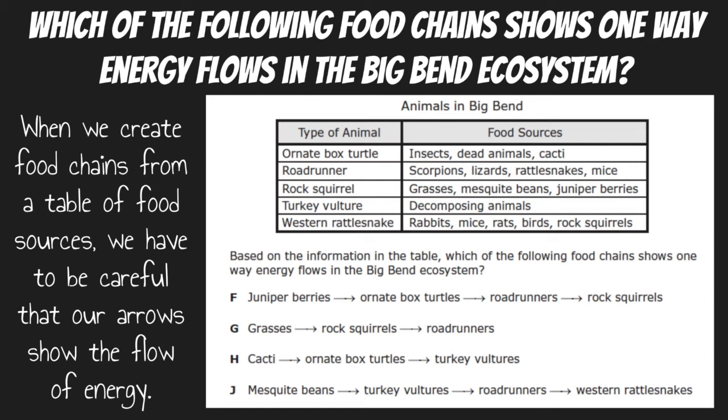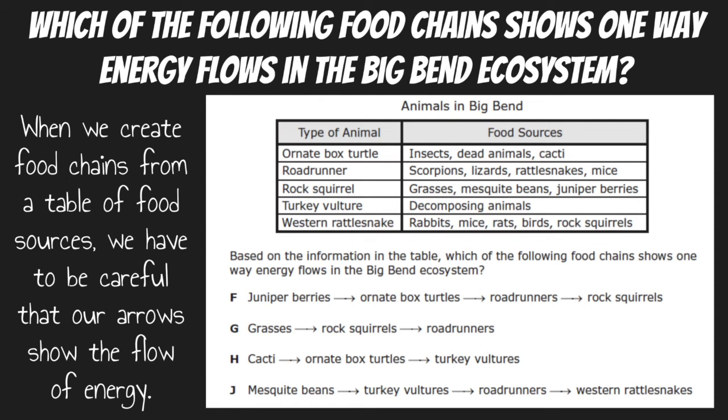Ornate box turtles eat insects, dead animals, and cacti. They do not eat juniper berries, so F is incorrect. G, grasses give energy to rock squirrels, which give energy to roadrunners. So when we look at that, rock squirrels do eat grasses, so that part is right, but roadrunners do not eat rock squirrels. So G is incorrect.